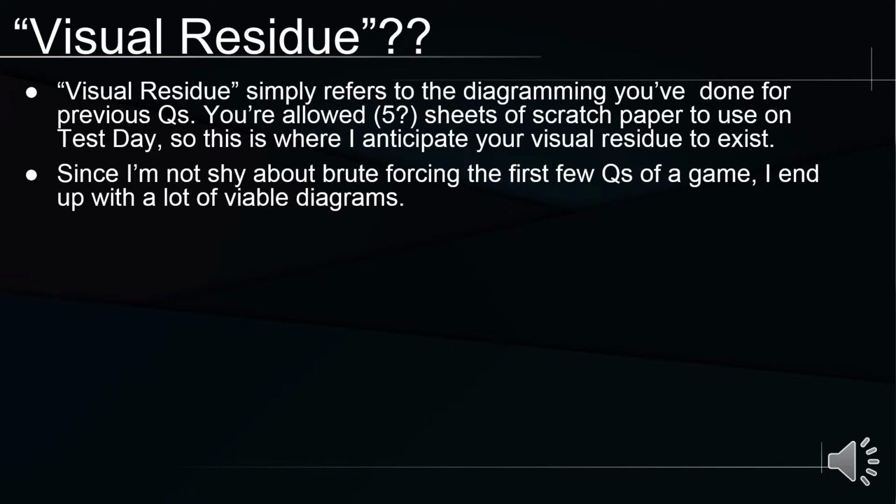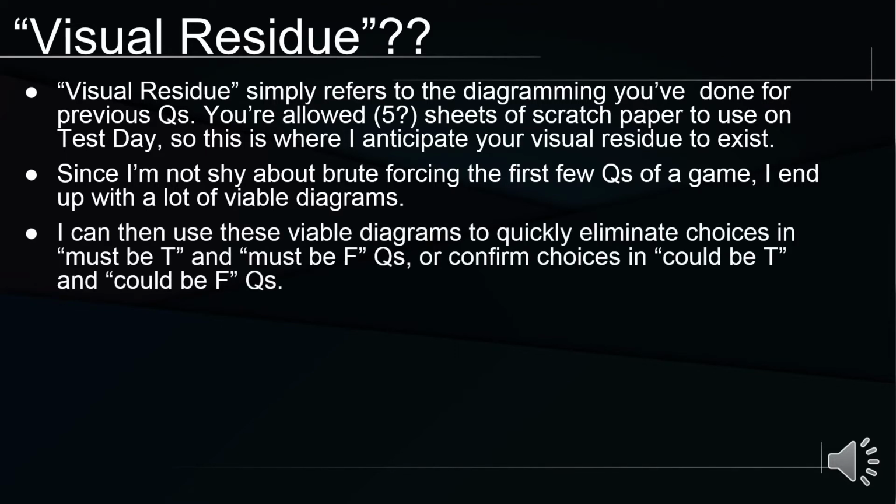I do end up with a lot of viable diagrams through the course of doing that. I can then use these viable diagrams to quickly eliminate choices in must be true or must be false questions, which have a pretty high standard of is this possible or is this not possible. Since I know I have a set of things that show what is possible, I can usually use that to make some progress on those must be true and must be false questions.